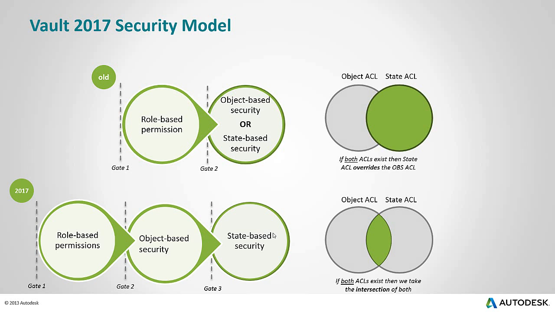In the 2017 release of Vault, there are essentially three gates for security. At gate 1, you still have role-based permissions. At gate 2, you have object-based security. And at gate 3, there is state-based security, which is going to act in combination with the object-based security.